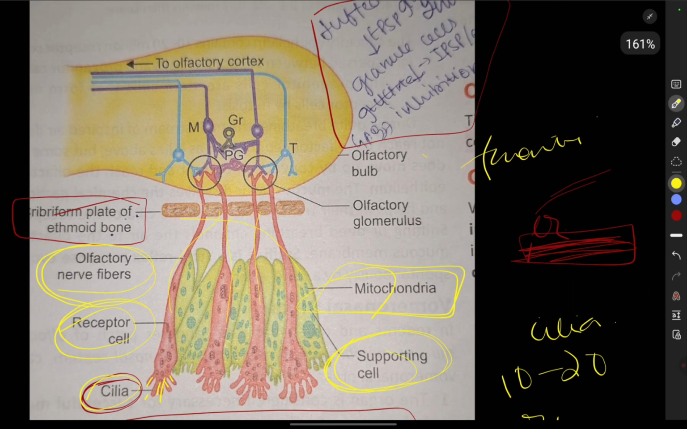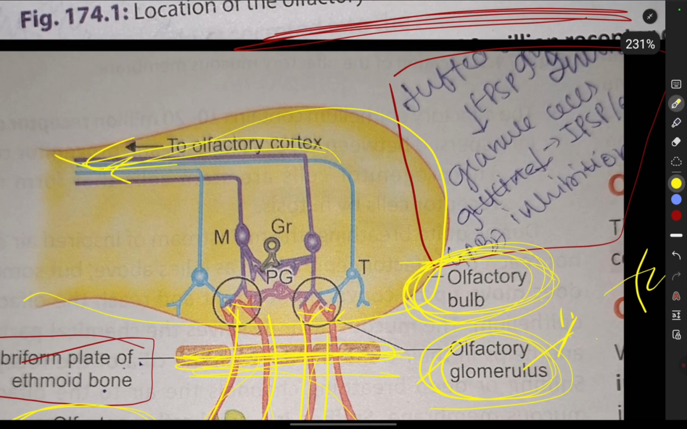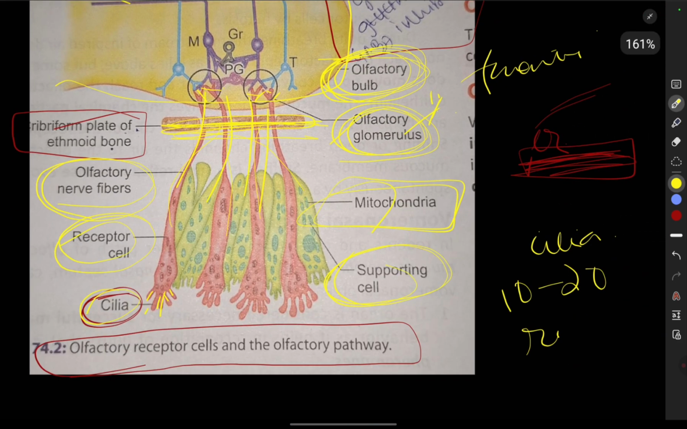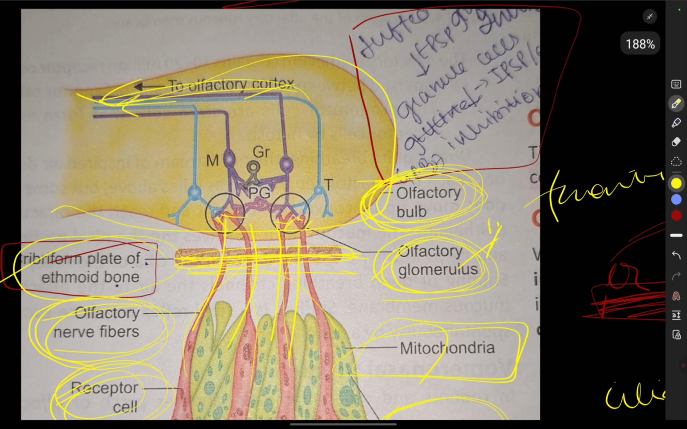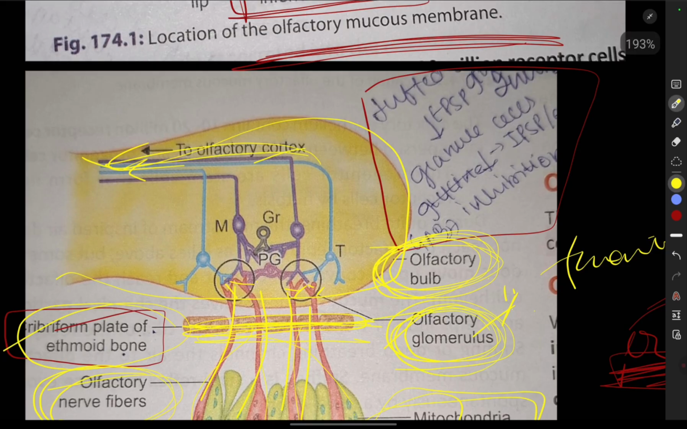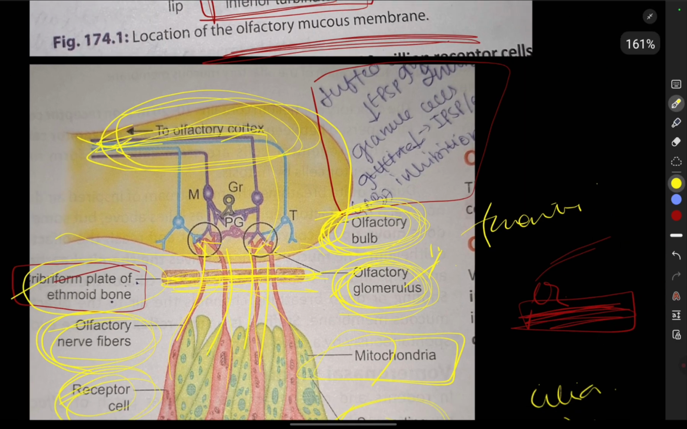We will study that. This is the olfactory bulb, which actually looks like a bulb. What do you see here? These things are the olfactory glomeruli. They have a major role in inhibition and excitation. We'll study that. This is the ethmoid bone, and this is the cribriform plate in which the olfactory nerve fibers are piercing. This goes to the olfactory cortex. So from the cilia to the receptor cell to the olfactory fibers, from the olfactory fiber to the cribriform plate, from the cribriform plate to the olfactory glomeruli, from there to the olfactory bulb, and directly to the olfactory cortex.